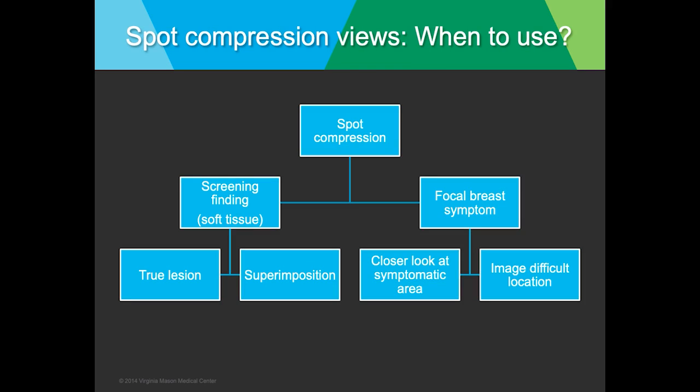So, in summary, spot compression views, when to use these. We've talked already about the workup of screening findings, and we're talking specifically about soft tissue or non-calcified findings. Spot compression views can help differentiate a true lesion, which generally will become more apparent and denser with spot compression, versus superimposition, where overlapping breast tissue is separated and shown to be a pseudolesion and will blend into the background tissue, so it will not become denser as a true lesion will.